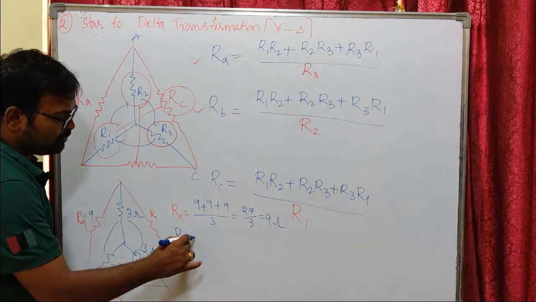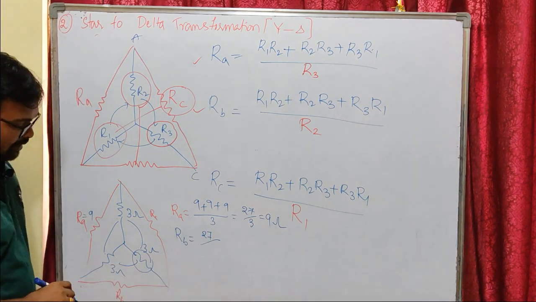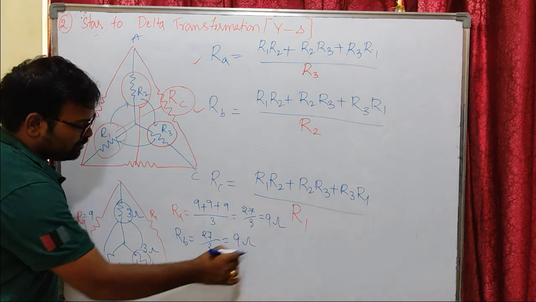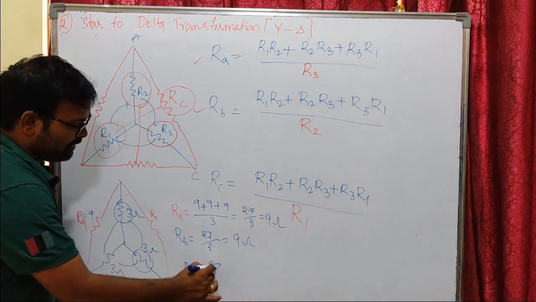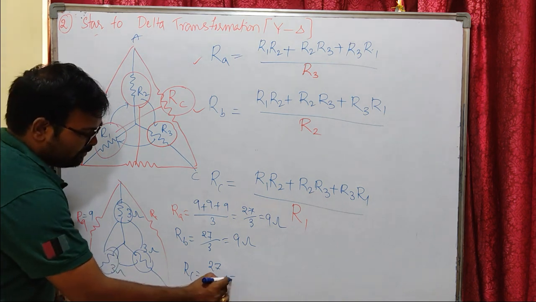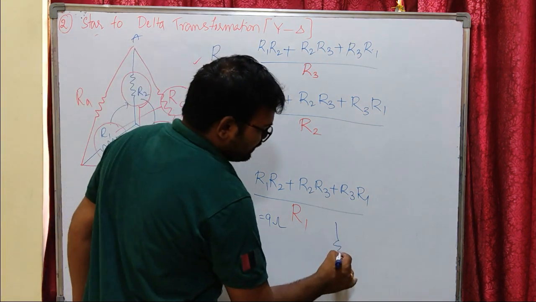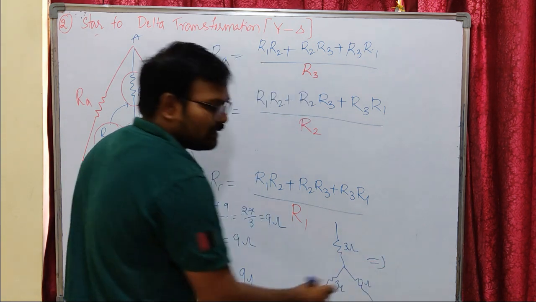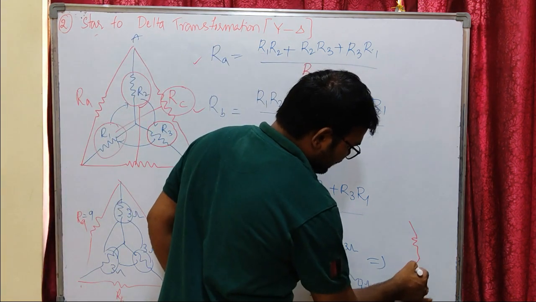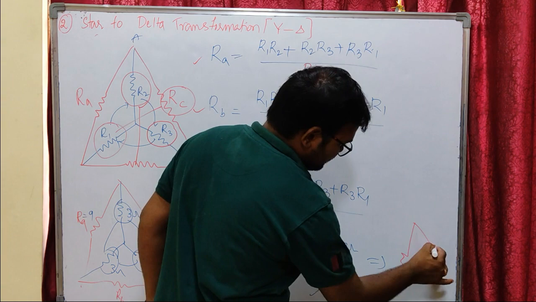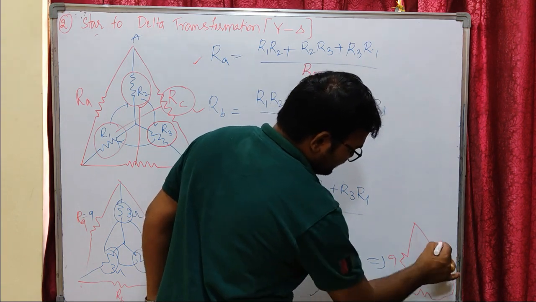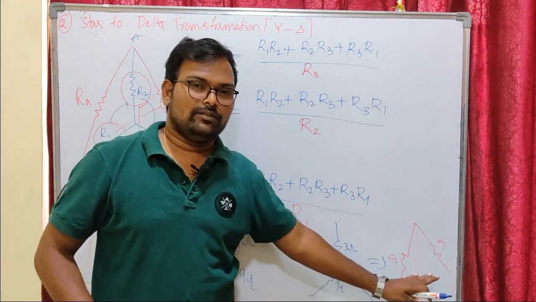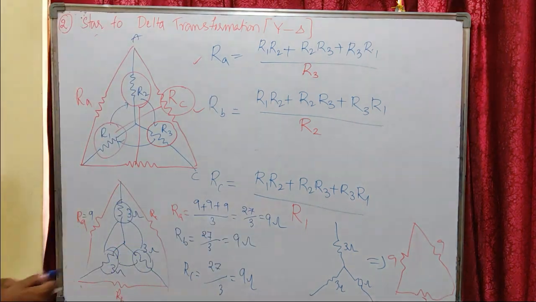Similarly you can find RB. The numerator will be 27, the same, but the denominator will change. The denominator for RB is these 3 ohms, so all are the same, 9 ohms. RC will be, the numerator will be 27 but the denominator will be the opposite resistor, that is 3. Here you can see 9 ohms. So we have obtained a delta connection from a star connection of 3 ohms each. This is transferred to delta, here this is 9, this is 9, this is 9. Earlier we transferred this delta to star, now we have transferred this star to delta. So both are equal.